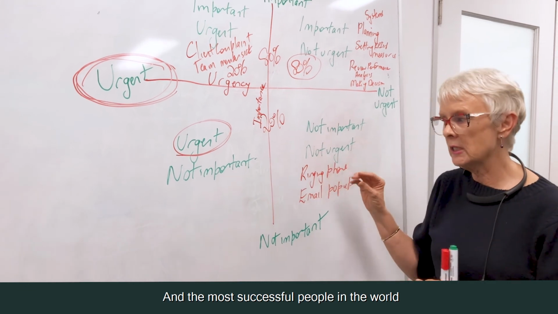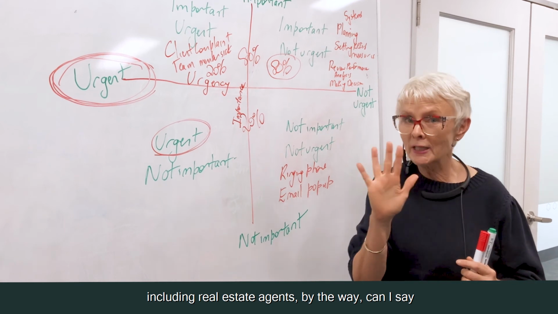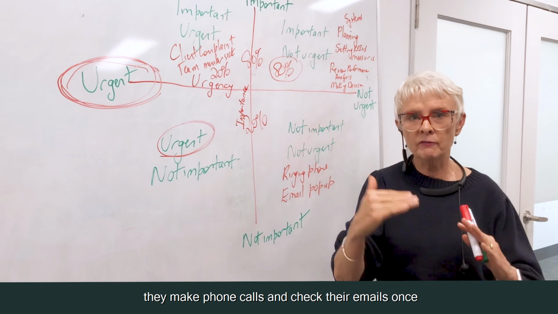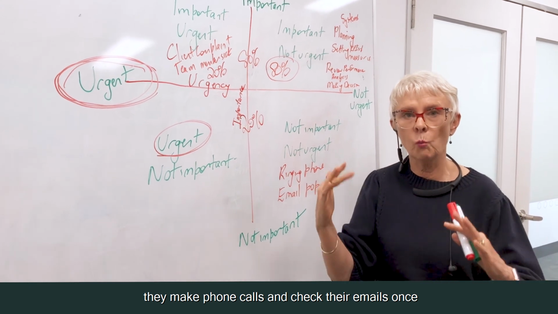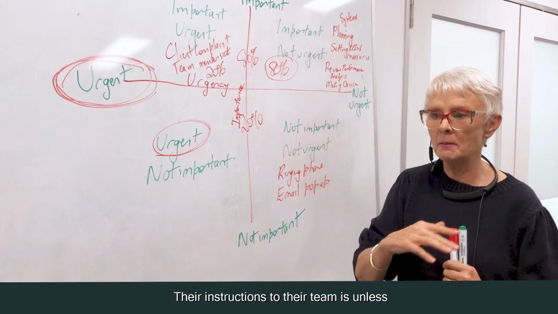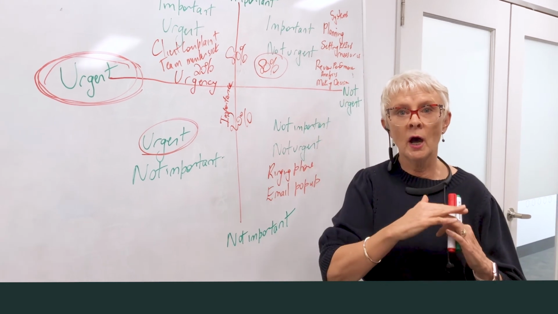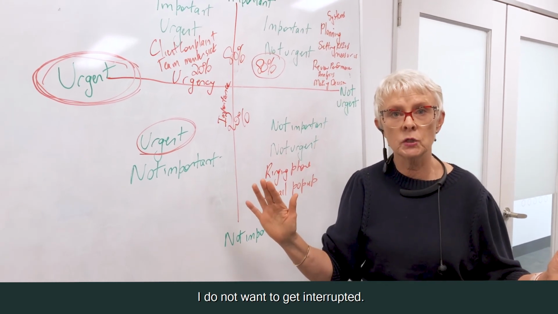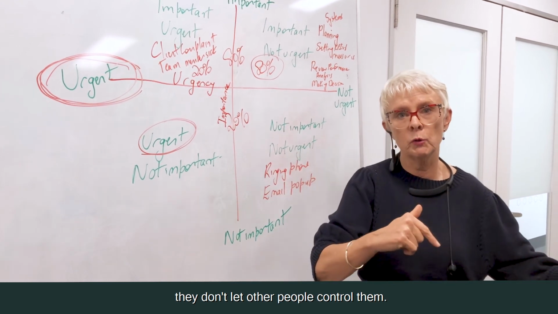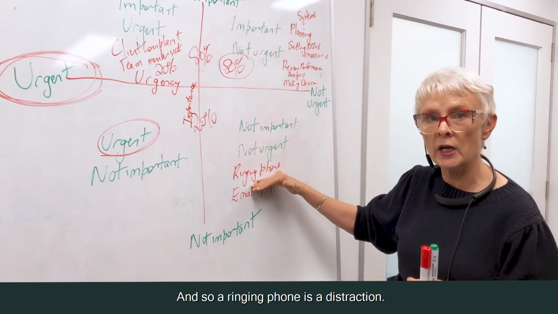And the most successful people in the world in their day, including real estate agents, by the way, can I say, make phone calls and check their emails once or twice a day only. Their instructions to their team is, unless my house is burning down or there is something wrong with my children, I do not want to get interrupted. They are in control. As I said, they don't let other people control them. And so a ringing phone is a distraction.